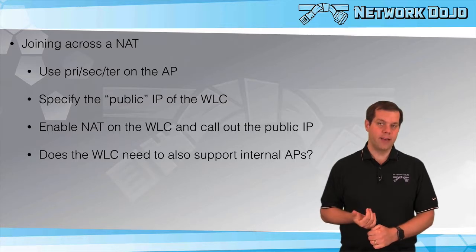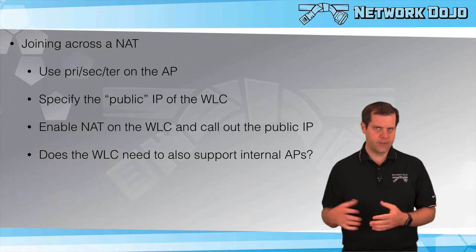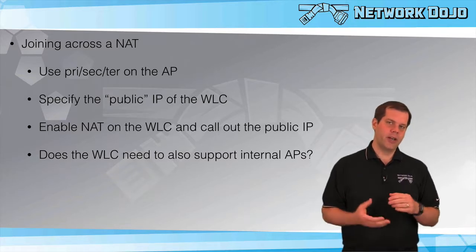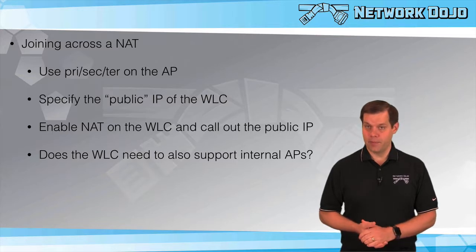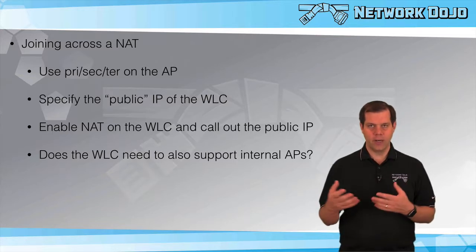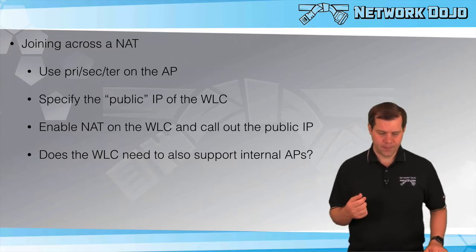If we're joining across a NAT, we're usually pretending that we have an AP living out on the internet somewhere, someone's home office, that's trying to join up across the internet into like a DMZ, probably. That's usually the scenario where NAT's going to come into play. Otherwise, why would we NAT in an internal network?